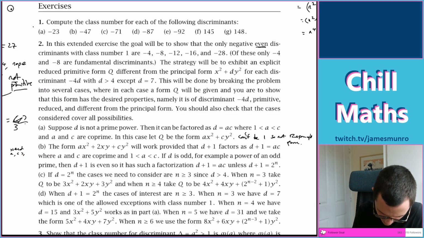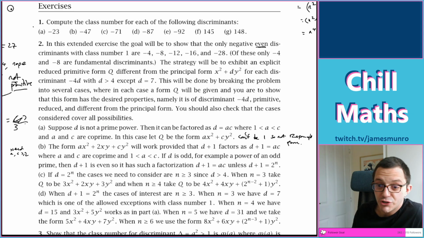I think they could be. I think maybe they could be equal. Yeah, I think they need to be. They're allowed to be equal to b in the middle, I think, for reduced, which is the thing I'm supposed to be checking. If d is odd, for example, a power of an odd prime, then d plus 1 is even, so it has one of these things going on. Unless d plus 1 is a power of 2.